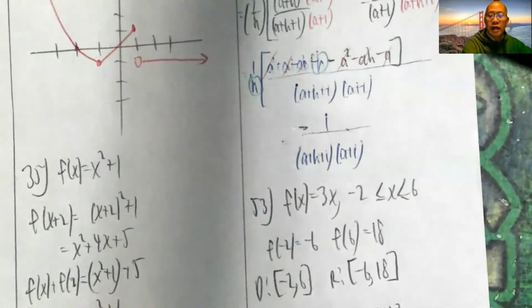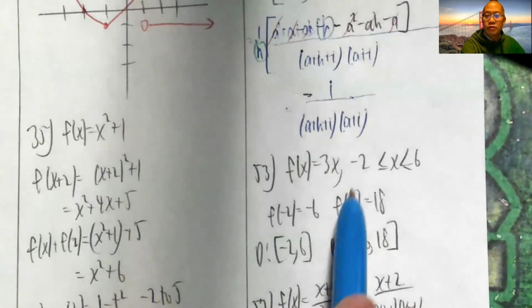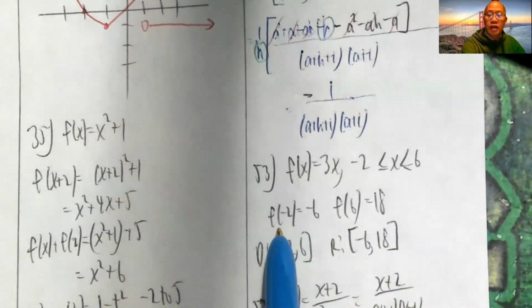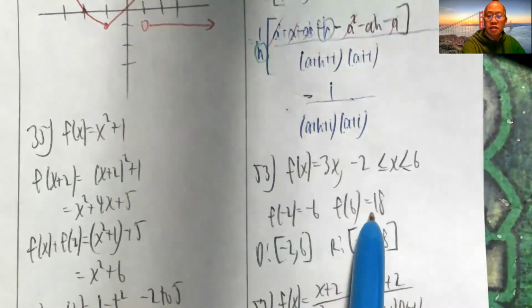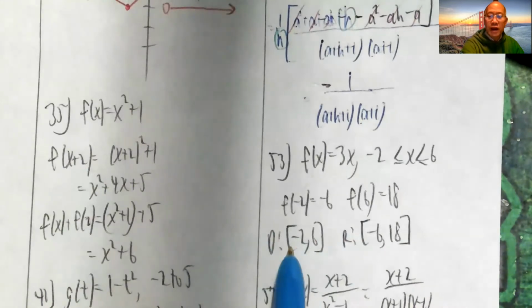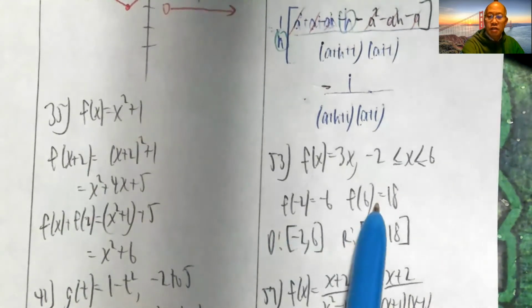53, f of x is 3x. X is going from negative 2 to 6. So f of negative 2 is negative 6. F of 6 is 18. It's a linear function. So for this function, the domain is bracket 2, 6. The range is negative 6, comma 18.